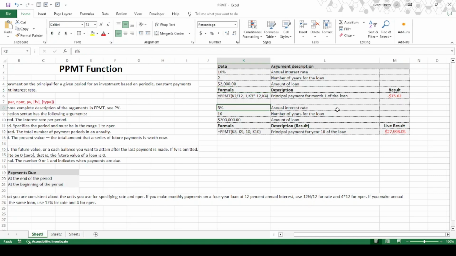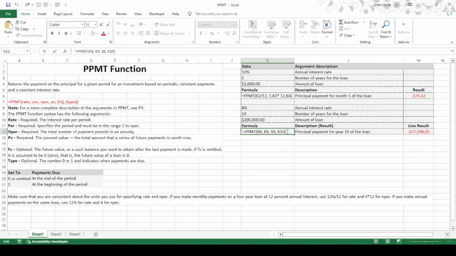Second example is very similar. It's an 8% interest rate. Number of years on the loan is 10. This is an annual payment, so this is a payment of once a year. The amount is $200,000. So what we do is we have K8, which is the 8%, and then the number of years period is 10, so we're not going to multiply that by anything. And then the 200,000, which is K12, that is the present value of that.